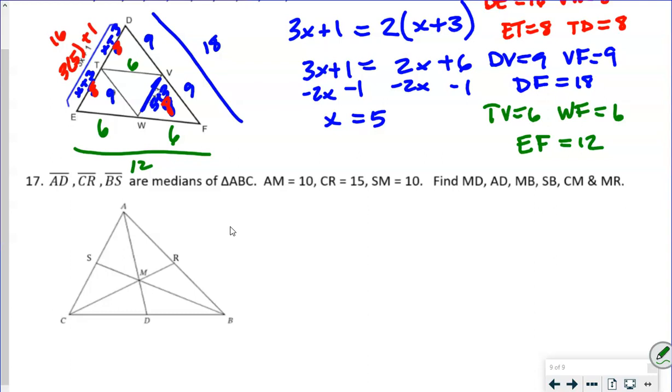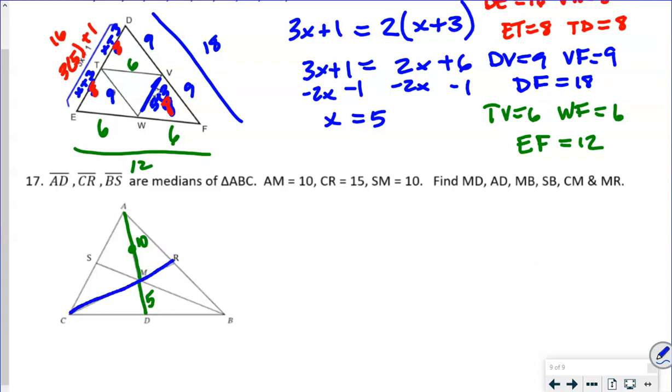So it says AM here. AM is 10. So if we divide this by 2, we cut that part in half, then that means this part down here is half of that, right? So that's 5. Okay? And the whole length would be 15 then, right? You add them together.